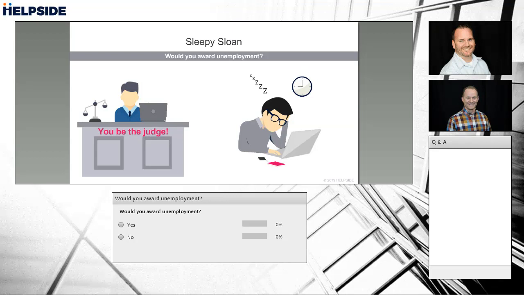A few weeks later, the supervisor catches Sloan sleeping again, wakes him up and says, Sloan, we talked about this. I'm going to have to move to a written warning, and the next time if I catch you sleeping on the job again, that's going to be a final. Sloan says, okay, I understand, I'm going to stay awake.